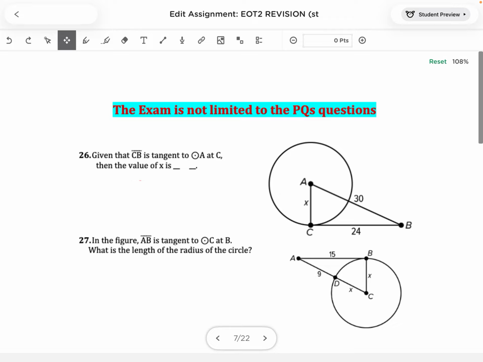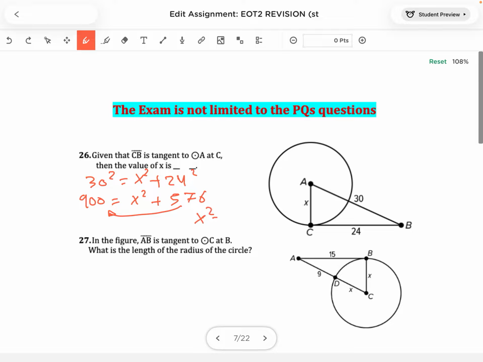This question is similar to the question we did in our SBQ. Apply the Pythagorean theorem again. So 30 squared equals x squared plus 24 squared, 900 equals x squared plus 576. Move it to the other side. 900 minus 576, so x squared will be 324. Take the square root. x equals 18.